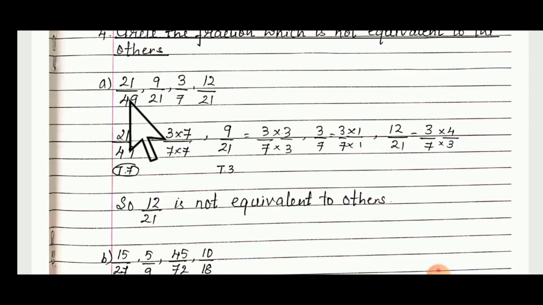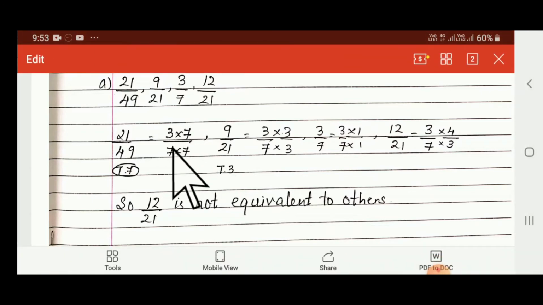What is the given question? 21 by 49, 9 by 12, 3 by 7, 12 by 21. See, multiply and write. 21 by 49, first one is equals to 3 by 7, is the given question. Smallest one, 3 by 7, into and into you keep, so that it will be 7 3s are 21, 7 7s are 49.